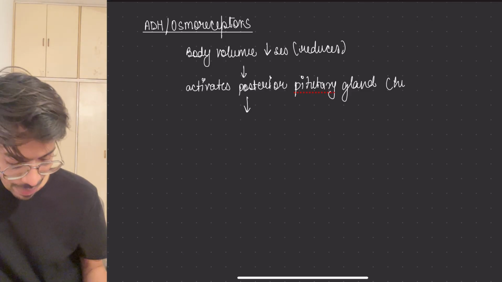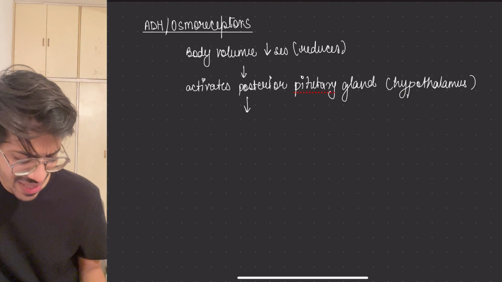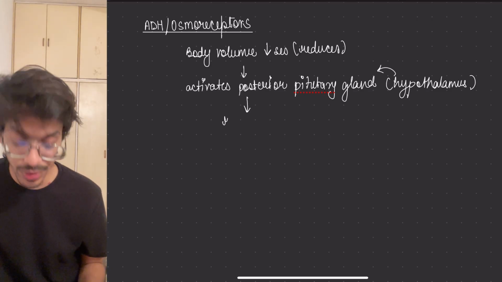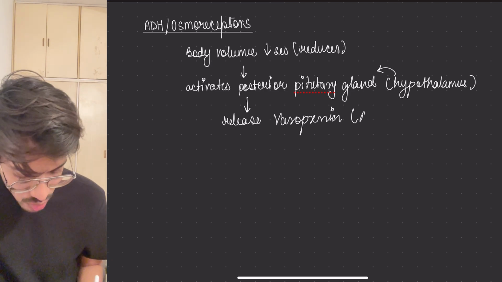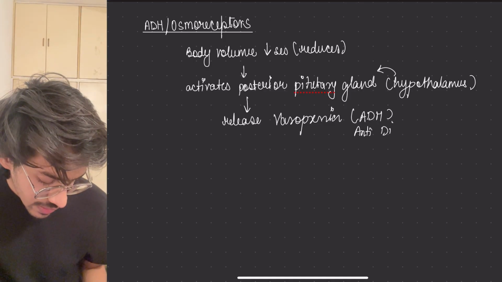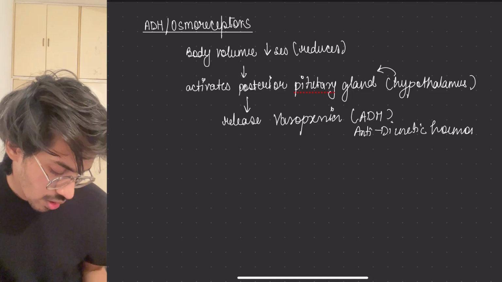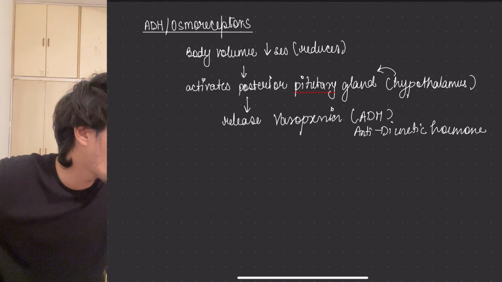which is started by the hypothalamus only, because it is the chief gland. And this posterior pituitary gland will release vasopressin. Vasopressin is also called ADH, that is antidiuretic hormone.